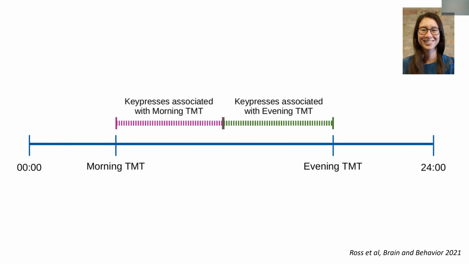And in work published by our graduate student, Mindy Ross, she looked at performance on this trail making test in association with key presses. Participants did the trail making test 2 times a day. So she bifurcated the typing data into morning key presses and evening key presses to associate with the two instances of the trail making test.